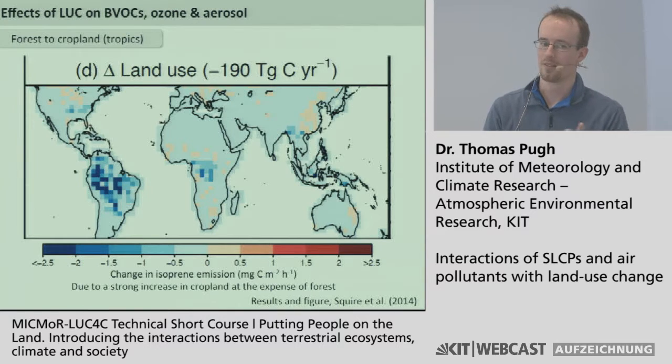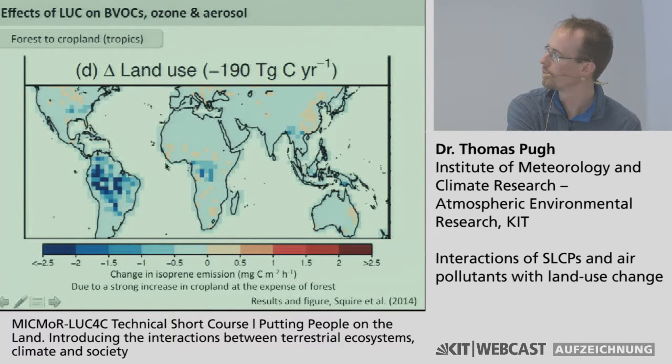Another example in the opposite direction. This is a conversion of forest to cropland, but in the tropics. This is a study with a global atmospheric chemistry model. When they transferred the forest to the cropland, they reduced the isoprene emissions because crops emit basically no isoprene, and that's what you see here, a reduction in isoprene emissions in this plot.